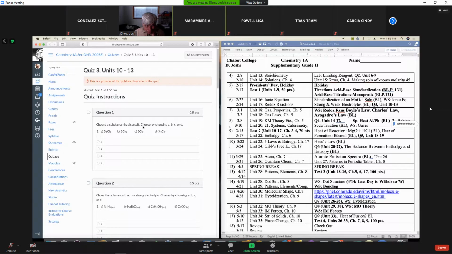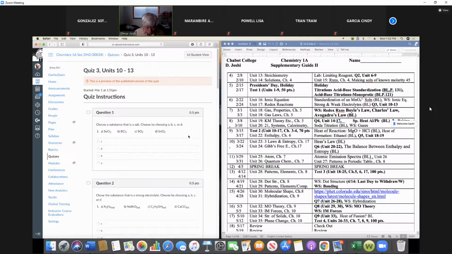Choose a substance that is a salt. Choose by choosing A, B, C, or D. This substance is not a salt because this is not a metal symbol.